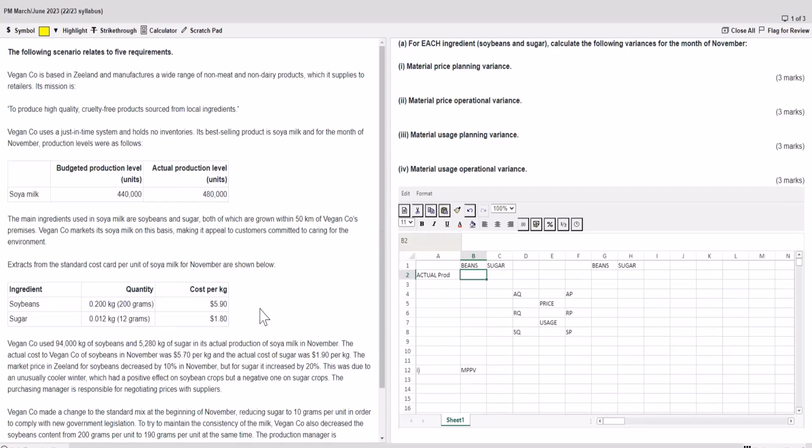Now, you're better off working in kilograms because the cost is in kilograms. All right, so just be careful. You're better off working in kilograms because the cost is in kilograms.